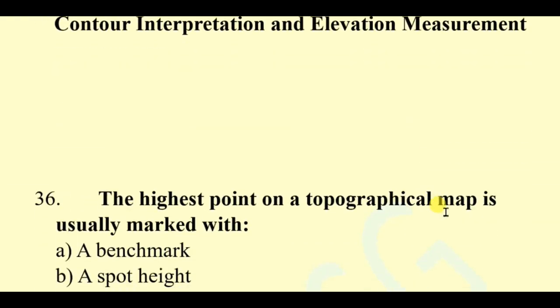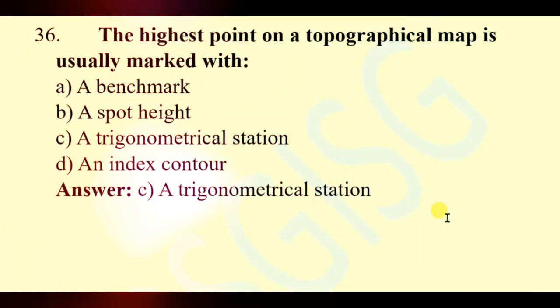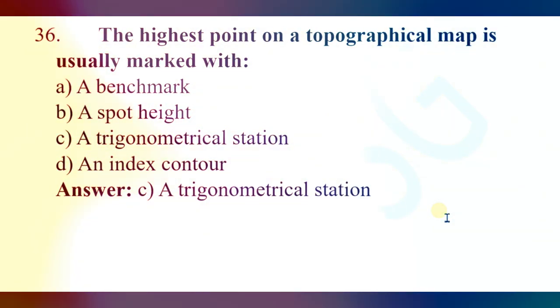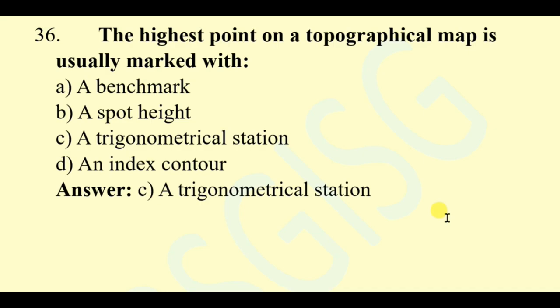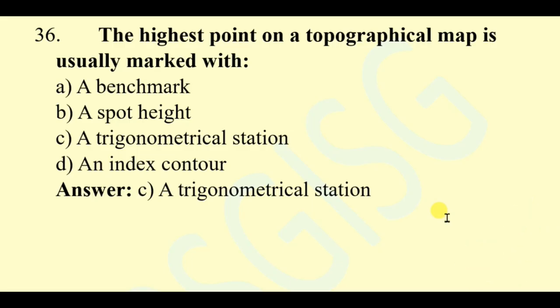Contour interpretation and elevation measurement. Question 36. The highest point on a topographical map is usually marked as a benchmark, a spot height, a trigonometrical station, an index contour. Here the right answer will be a trigonometrical station.